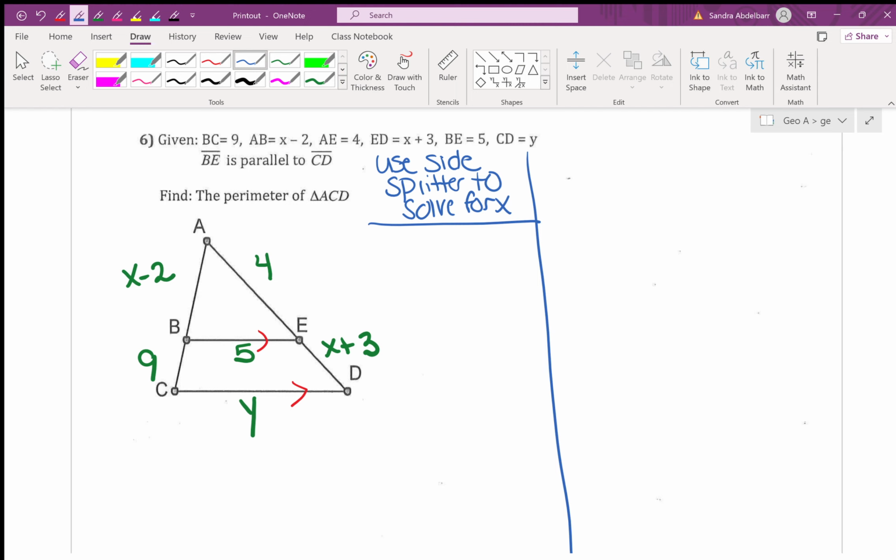All right, so if we're using side splitter, can somebody set up the proportion for me? Cam: x minus 2 over 9 and 4 over x plus 3. You got it. So now we have our proportion. Now we're going to cross multiply this proportion.